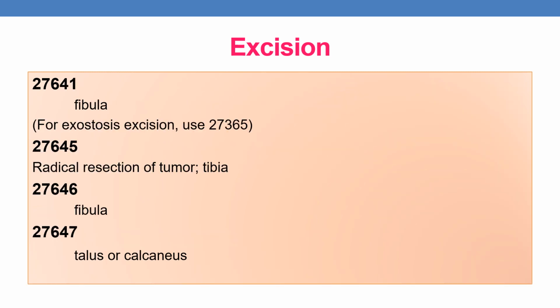The next CPT is 27641, partial excision, bone, fibula. The next is 27645. It deals with radical resection of tumor, tibia. And for radical resection of tumor, fibula, the CPT is 27646. And for the radical resection of tumor, talus or calcaneus, the CPT is 27647.